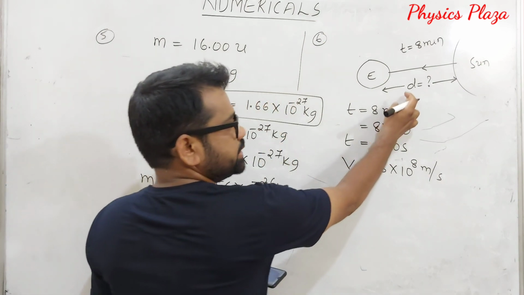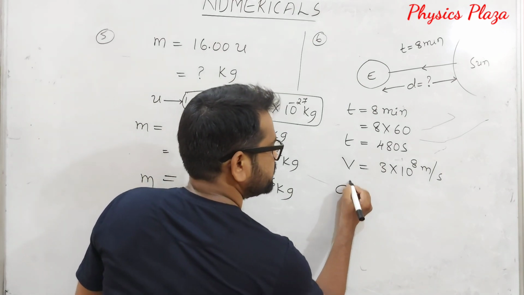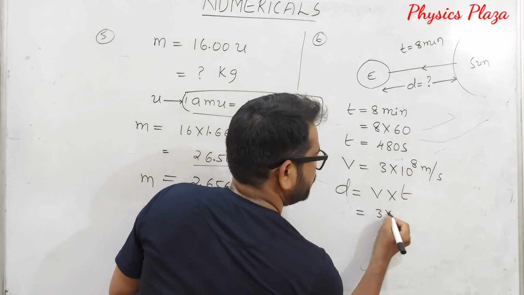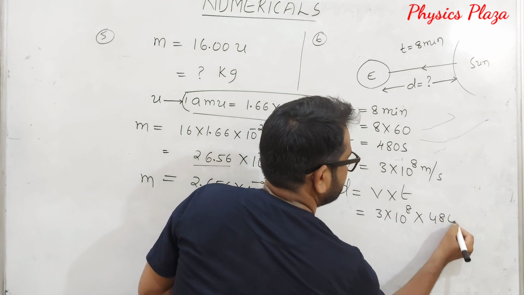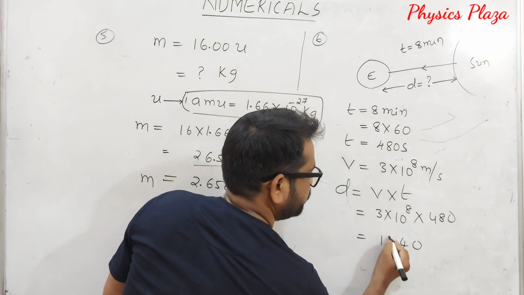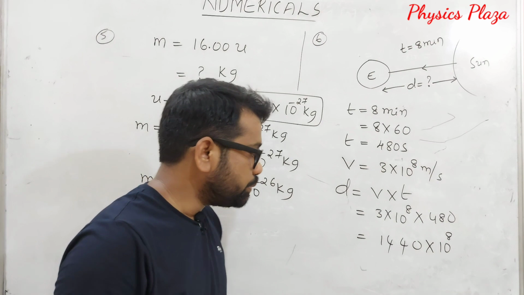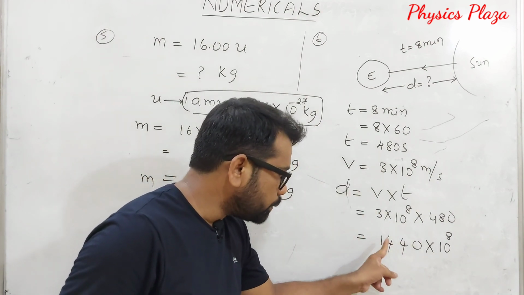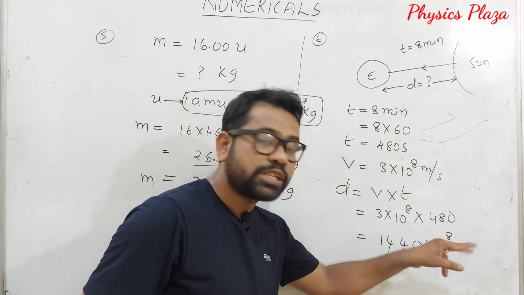So we have to calculate the distance. So we know that distance is equal to velocity into time. So let us substitute the values. 3 into 10 power 8 into 480. So this can be 1440 into 10 power 8. So as I told you, this number should be in between 1 and 10. So you should put a point after 1. So here what will happen? Power is increased by 3.